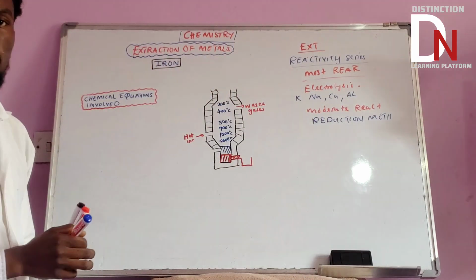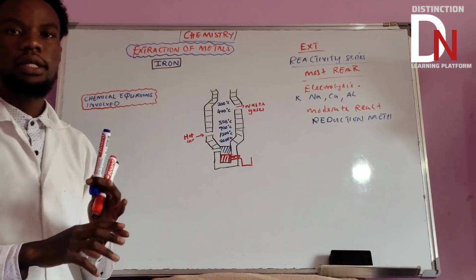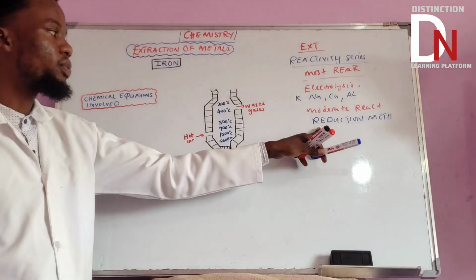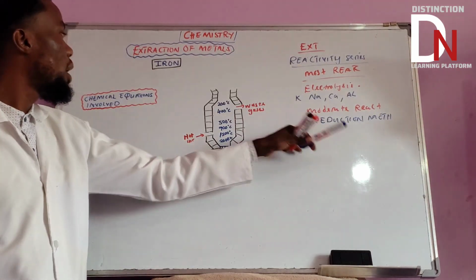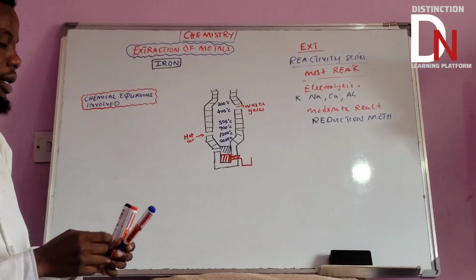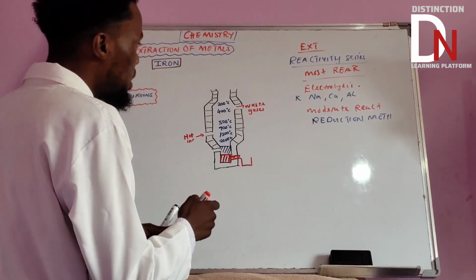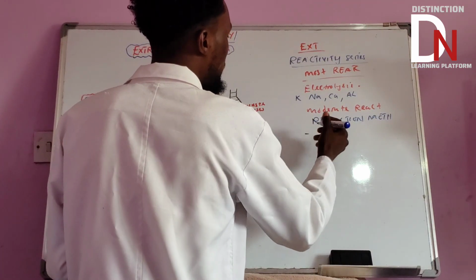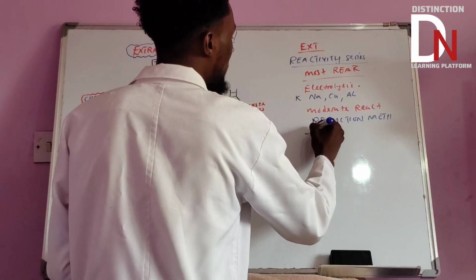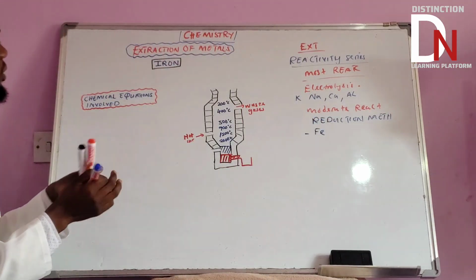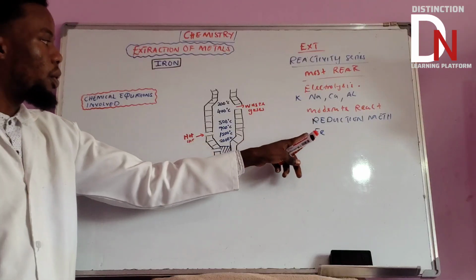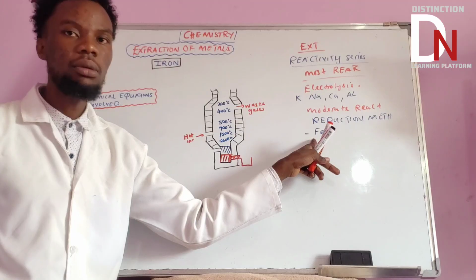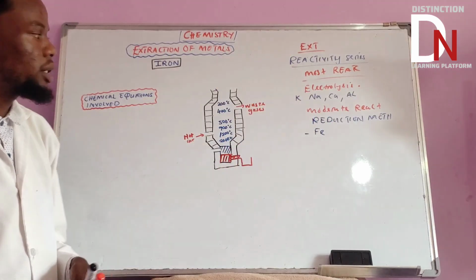With the reduction method, basically you use a reducing agent. Mostly we use carbon monoxide, or just carbon itself. Here we just use carbon monoxide; it's the one that we're going to use in the extraction of iron. A good example of a metal that uses the reduction method is iron, the same metal we'll be talking about here. Why? Because it's not most reactive, it is moderate reactive according to the reactivity series.